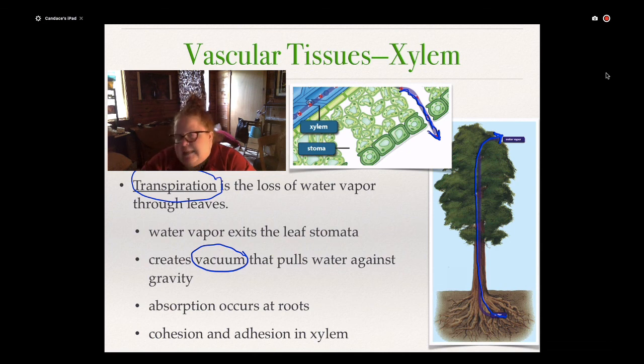And the easiest comparison I have for you is a straw. So with a straw, you create that vacuum by sucking on the straw and it pulls the liquid up. And that's what transpiration does, it creates that vacuum, so it pulls the liquid up the plant, and that's how the water moves. And so that's going to occur through the xylem.